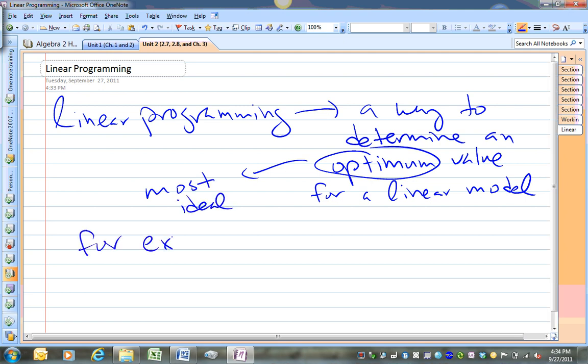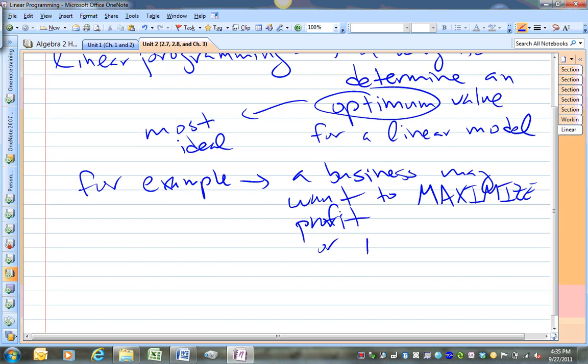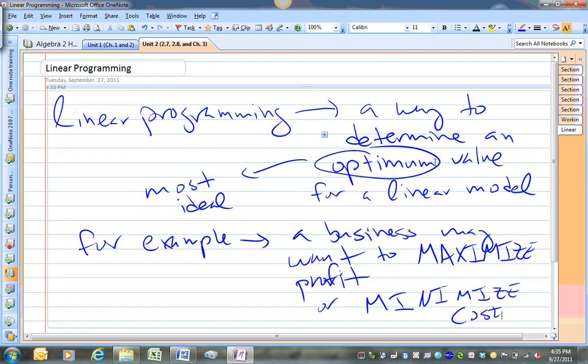For example, a business wants to maximize profit, or minimize cost. Because of course, if you can lower your cost, that's a good thing. Or if you can maximize your profit, that's also a good thing. That's the kind of problems we're dealing with here.